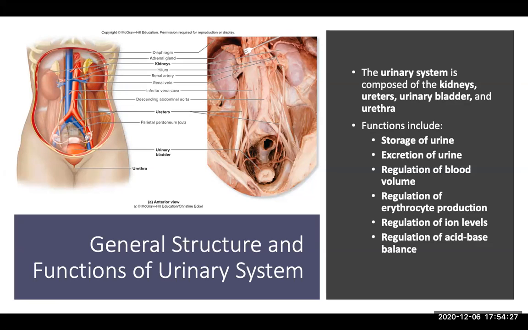So your urinary system is composed of the kidneys, ureters, urinary bladder, and urethra. And the functions include storing urine in the bladder, excreting urine through the urethra, regulating blood volume, regulating erythrocyte production. The kidneys secrete a hormone that regulates red blood cell production, regulating ion levels, and also regulating acid-base balance.